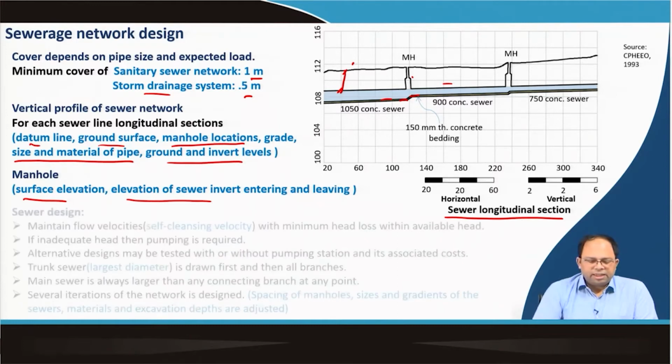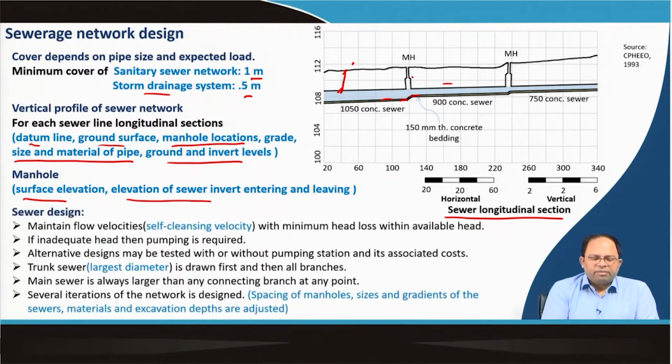So, these are the data that are required. Once all this data is there, we have to design the sewer. To do that, we need to maintain flow velocities, the self-cleansing velocity. This we have learnt earlier, and with minimum head loss within the available head. We usually follow gravity, and only a little amount of head is available. So, we should target minimum head loss.